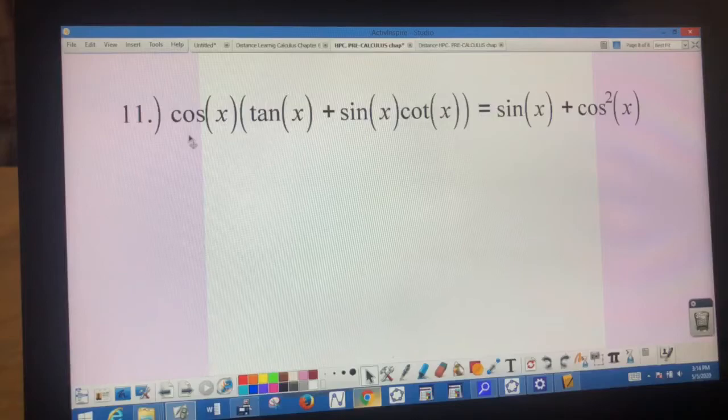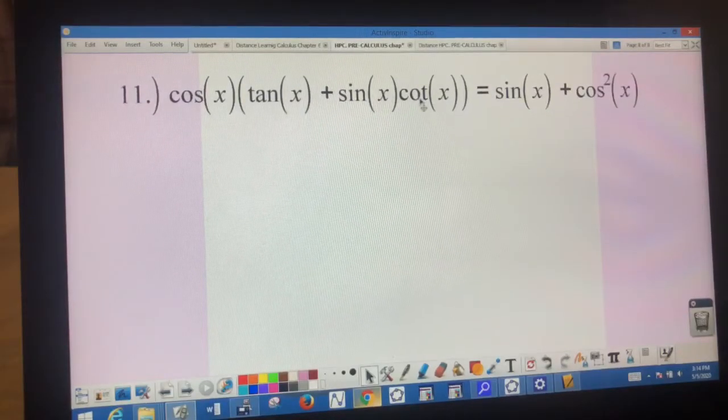If you had made a mistake on the way you write your question, you'll never get the answer. So I had to double check on how I typed it. So here's number 11, you got cosine times parentheses tangent x plus sine of x cotangent of x, and your right side should be sine plus cosine squared. All right, so let's begin.